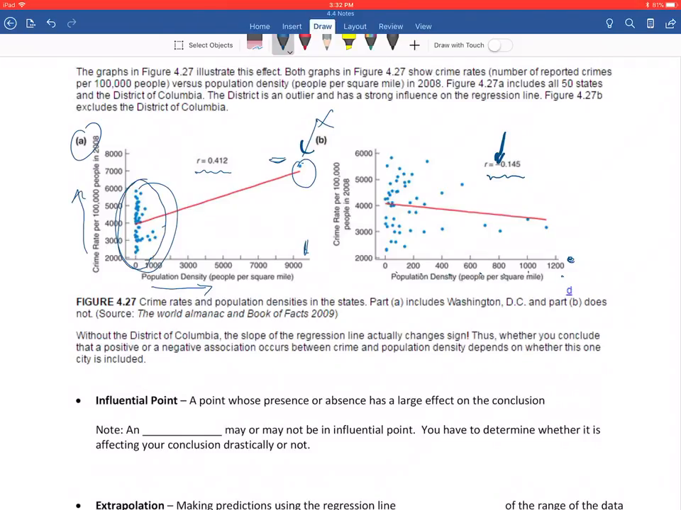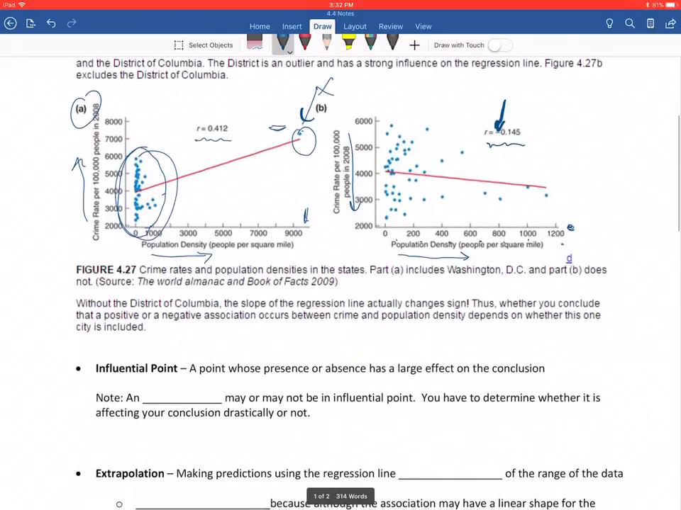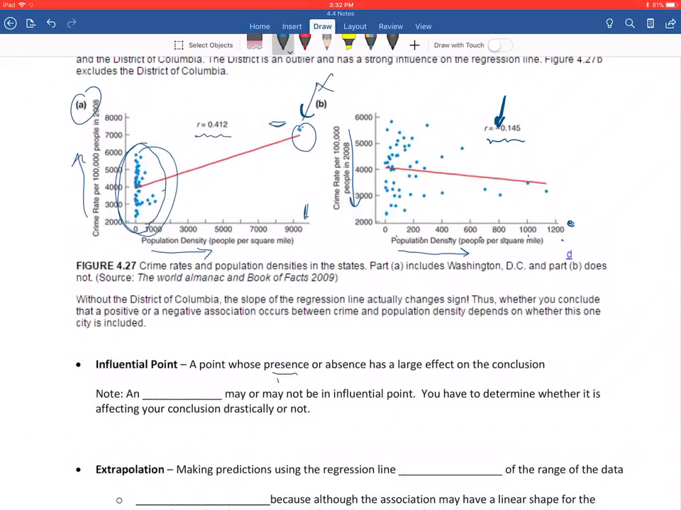So by adding or removing that single outlier point, it changed the correlation from a positive correlation to a negative one. So with DC removed, what we actually see is as the population density goes up, the crime rate actually tends to go down, very slightly, but it tends downward. When something like that happens, if you have an outlier, a point whose presence or absence has a large effect on your conclusion, that's what we call an influential point. So an outlier may or may not be an influential point. You have to determine whether it's affecting your conclusion drastically or not.